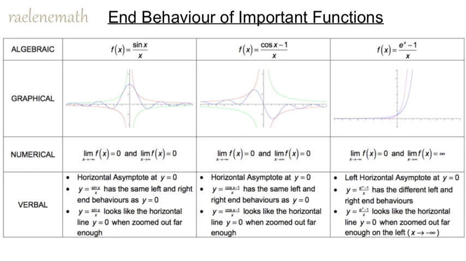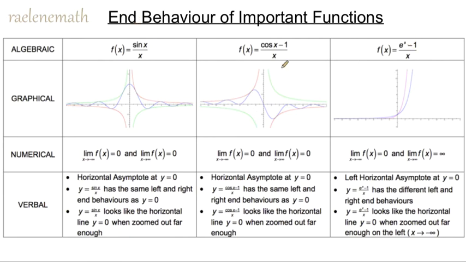Let's take a look at three functions we've seen before: sine x over x, cosine x minus 1 over x, and e to the x minus 1 over x. But this time, instead of looking at x equal to 0, which was a discontinuity of these three functions, and specifically each function had a hole when x was equal to 0, let's look at a different part of the graph. Let's look at the end behavior.